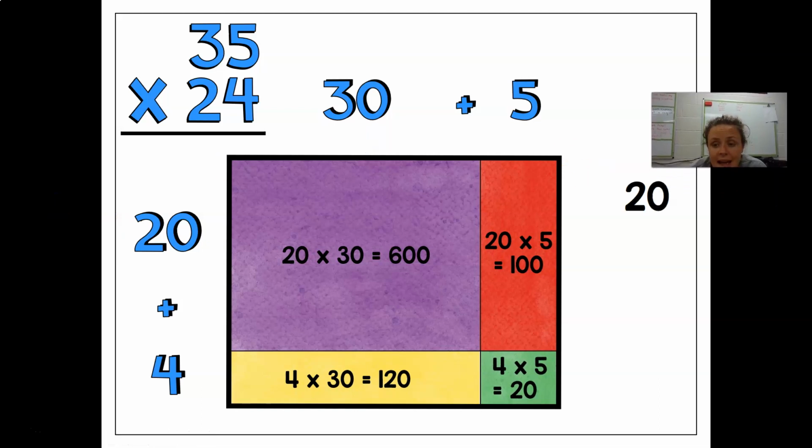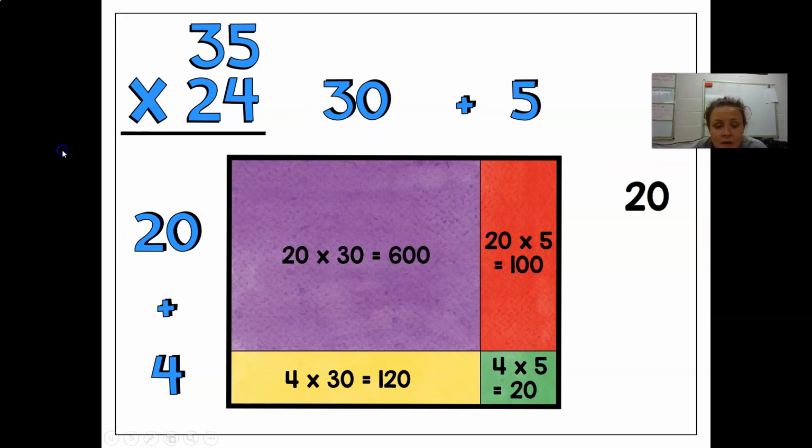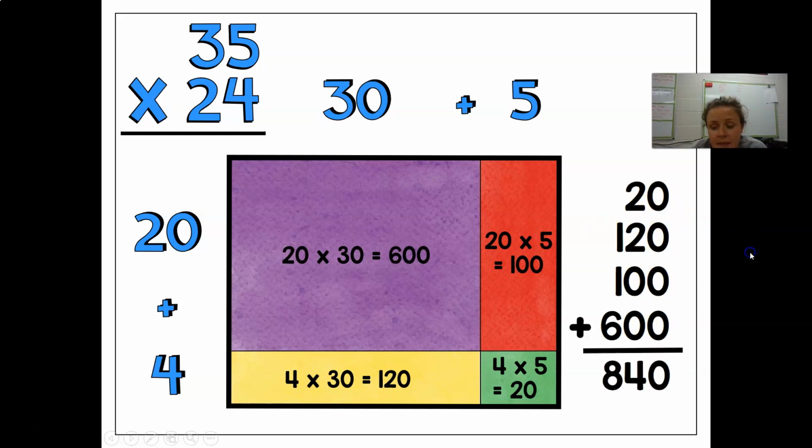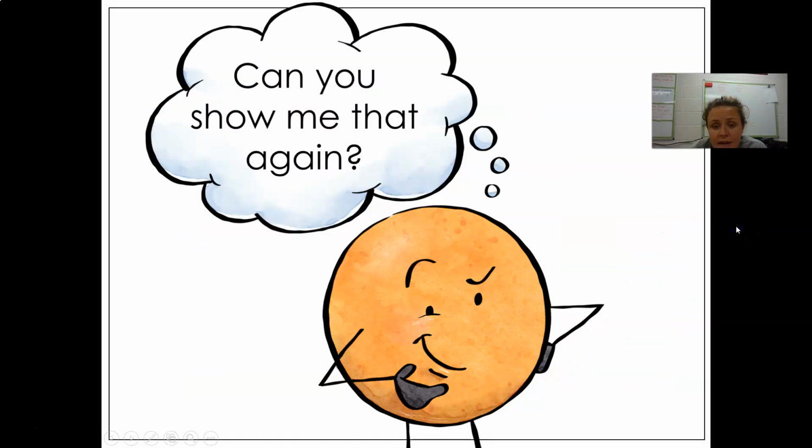Now we just need to add up the parts: the 20 plus the 120 plus the 100 plus the 600. We want to make sure we get the ones, tens, and hundreds lined up. If we add those all up, the answer is 840. So 35 times 24 is 840.